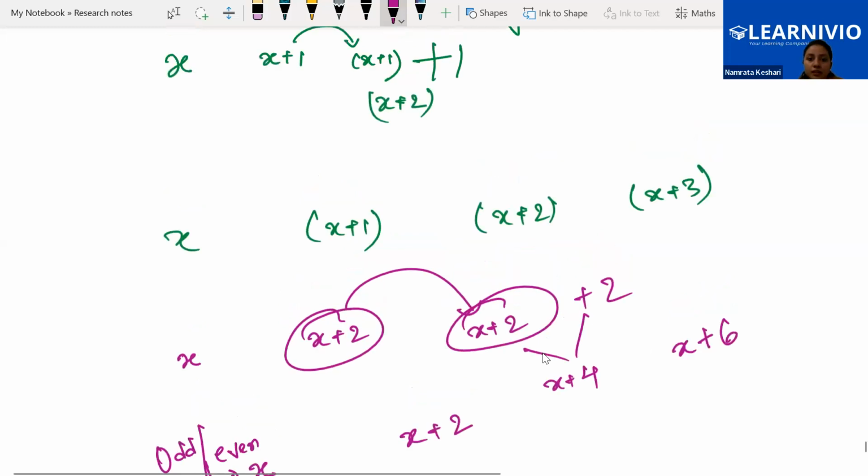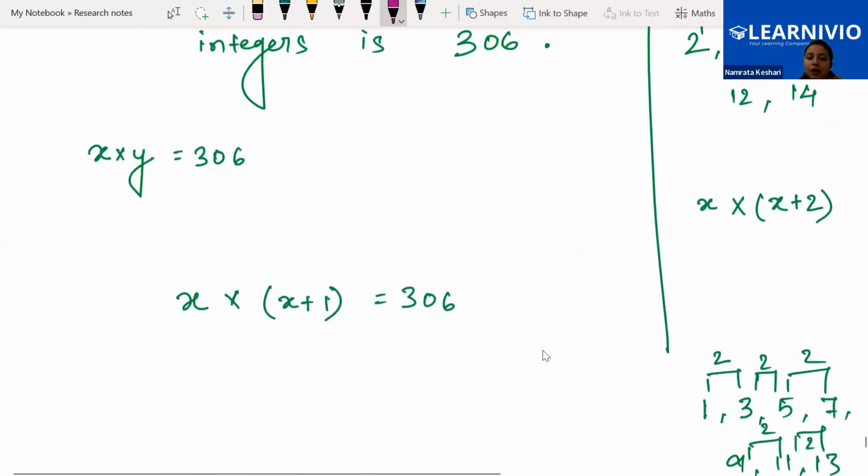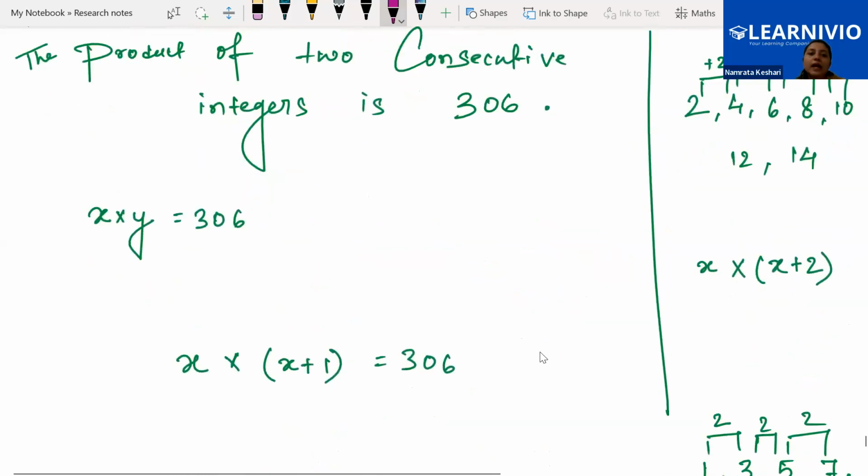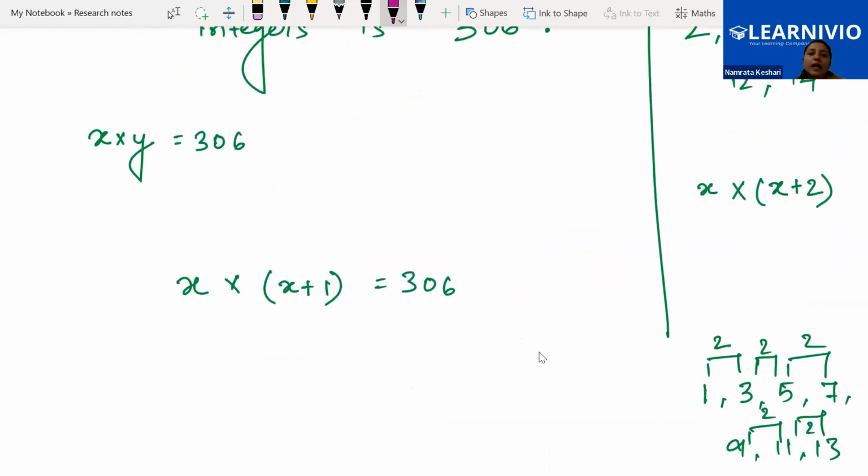Okay. Let's continue with our question. Now we will be applying the distributive property. We are going to apply the distributive property over here, and then we will be splitting the middle term. We will be doing the calculation. Okay, so let's do that. So here we are having x. We are multiplying x with x plus 1. That is equal to 306.